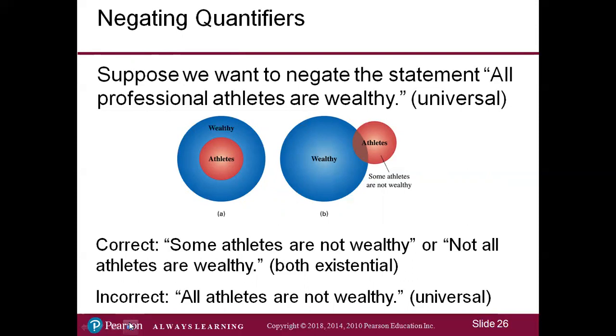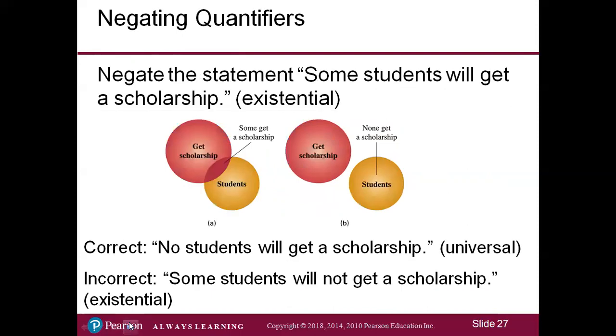Both are now existential. Incorrect: all athletes are not wealthy. When you negate a universal, you get back an existential. If you negate a universal and get back a universal, you have not done it correctly.